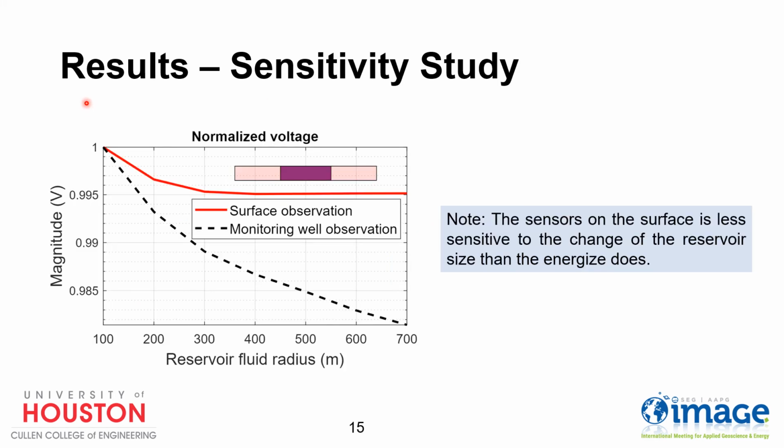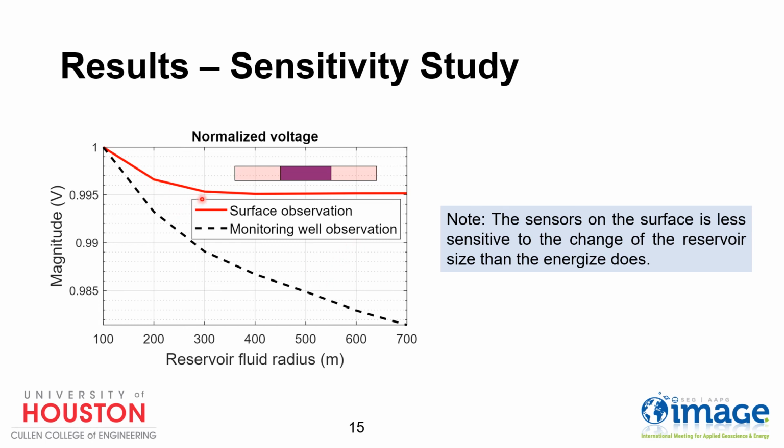Here we show the results of a sensitivity study. This plot shows the normalized voltage versus reservoir fluid radius. We want to investigate, when we change the size of the reservoir fluid, what the sensitivity of the two approaches is. The first one is surface observation, which is based on surface sensors. The second one is monitoring well observation, which uses the energized casing.